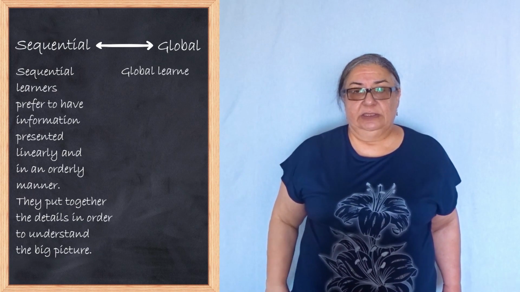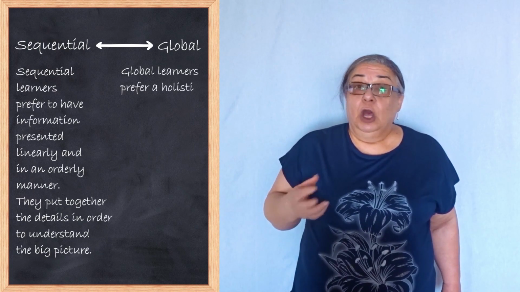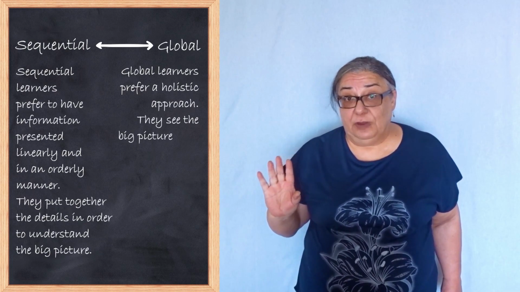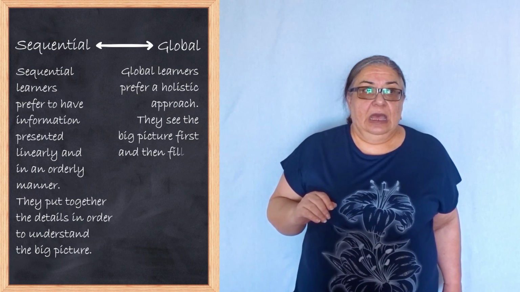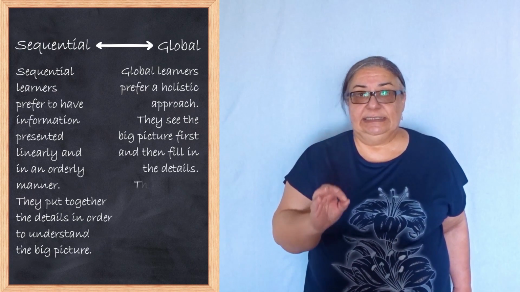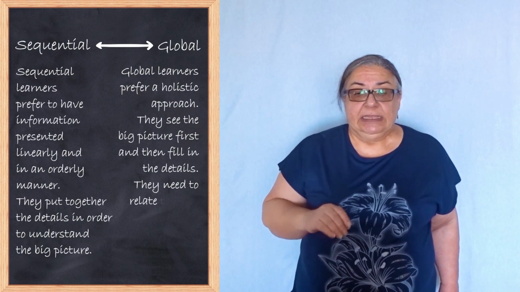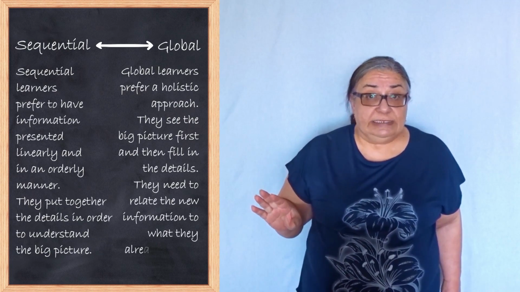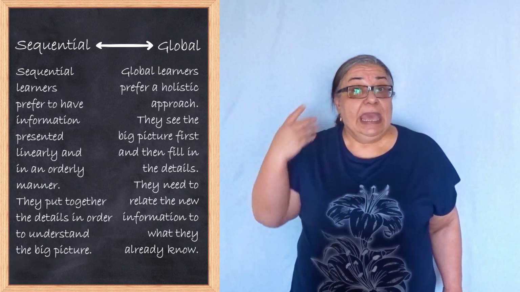Global learners, on the other hand, prefer a holistic approach. They want to see the big picture first. And if they want, they can fill in the details by themselves. They need to relate the new information to what they already know, what they already have.